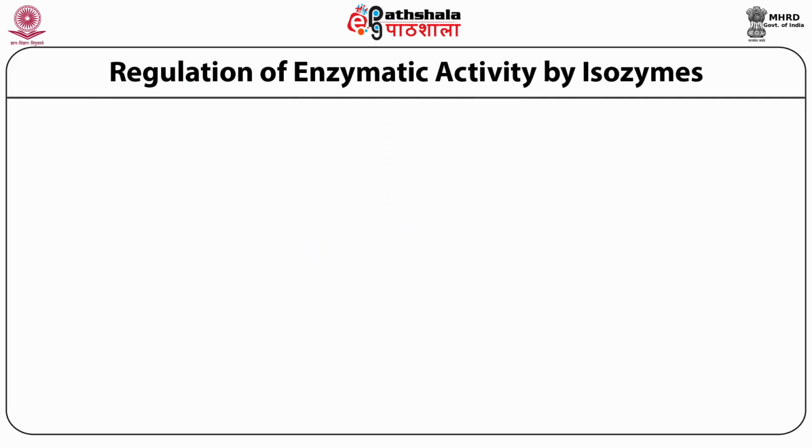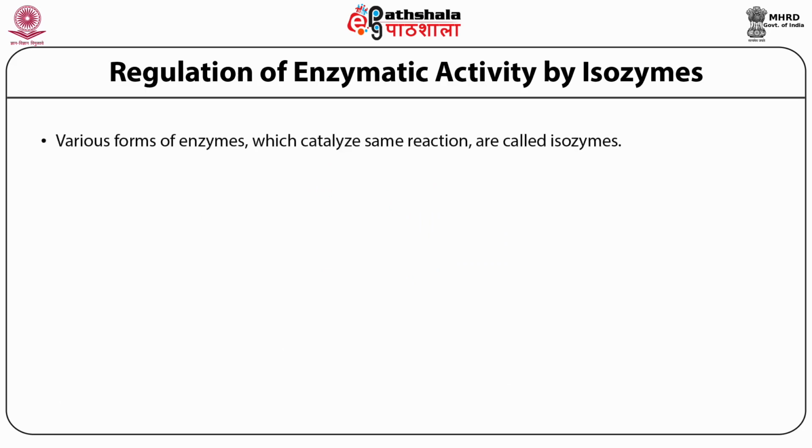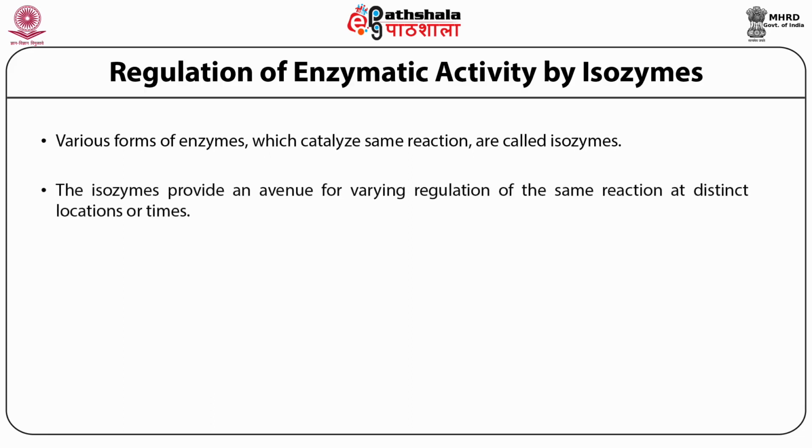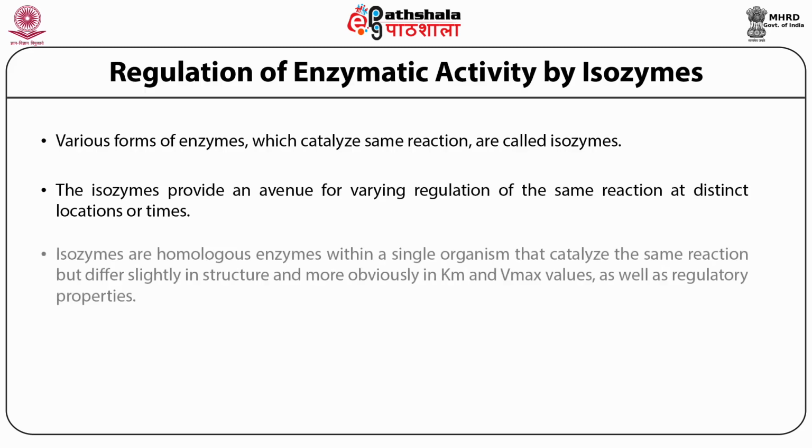In this section, we will talk about how enzyme regulation takes place through isozymes. Isozymes are basically enzymes which are two different proteins, but they catalyze the same reaction. Isozymes provide an avenue for varying types of regulation of the same reaction at distinct locations or times. Isozymes are homologous enzymes within a single organism that catalyze the same reaction but differ slightly in structure and, more obviously, in Km and Vmax values.